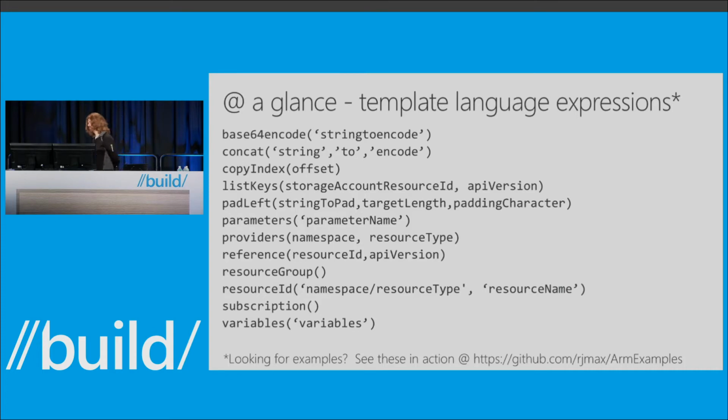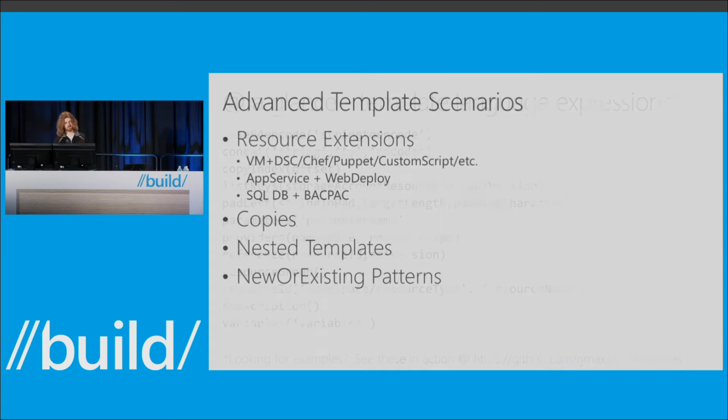And so if you're looking for examples on how to use these various template language expressions, we have a bunch of them up on GitHub, and actually my repo, so github.com, whack-rjmax, whack ARM examples. There's about 24 different examples of how you can use the template language expressions. Very simple examples, just so that we can express and explain how the language functions work, rather than focusing on the intricacies of the resources themselves. So with that in mind, let's talk about some more advanced template scenarios.